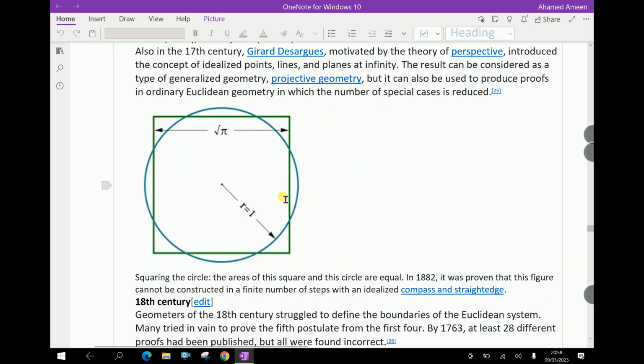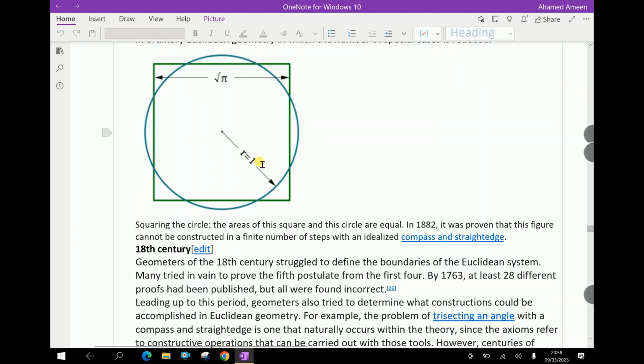Look at this figure here. This is a very interesting figure. That is a circle of radius 1 unit. The side of the square is root of pi.